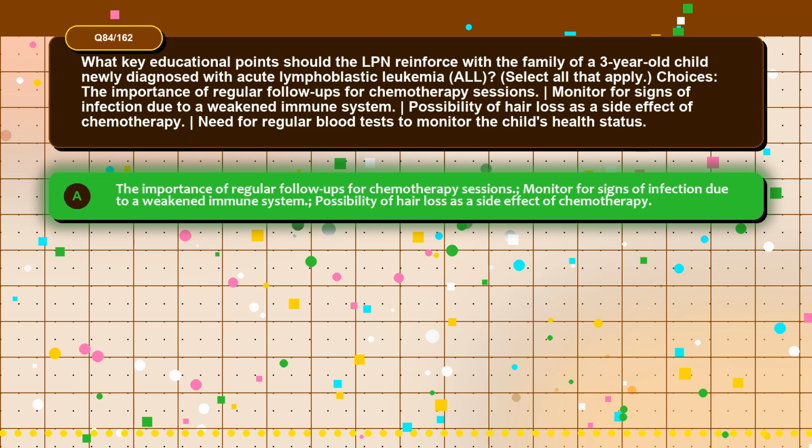The correct answer is option A. The importance of regular follow-ups for chemotherapy sessions. Monitor for signs of infection due to a weakened immune system. Possibility of hair loss as a side effect of chemotherapy.